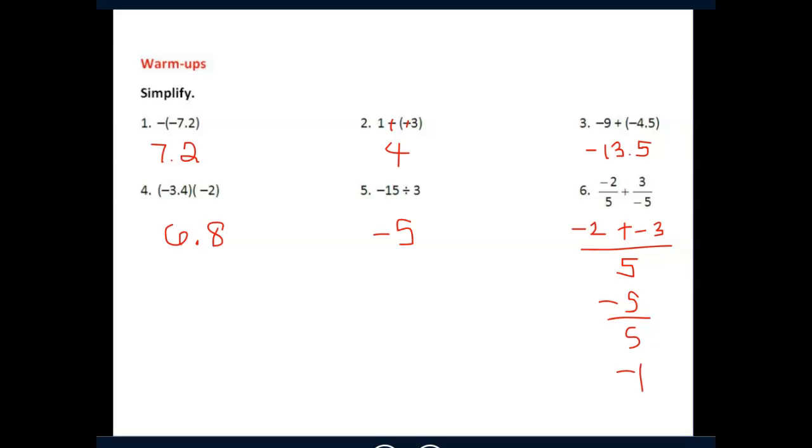Yes. Negative 5.4. It's multiplying. You're okay. I was like, wait. You're good. At least you're trying to pay attention to me.